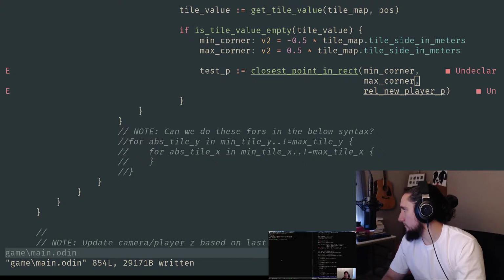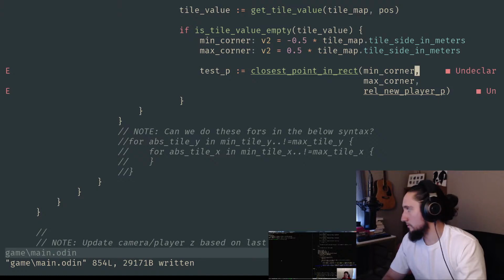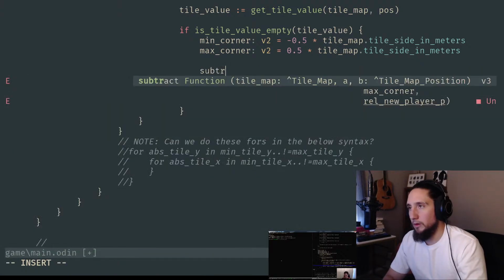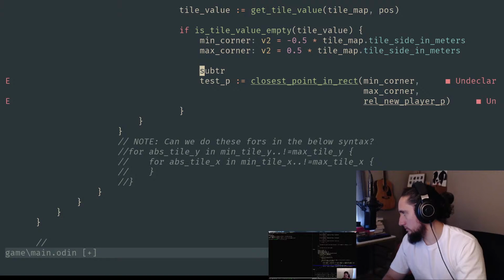Where's that subtraction? I've got that diff function. That's what I want. So what I want to do here is say, all right, I've got that diff function. I want to subtract these two guys. I want to subtract the tile point. So this is going to be my test tile, and this is going to be my new player p, like so on. Test tile came from nowhere, but I'm sure we're about to grab it somehow.